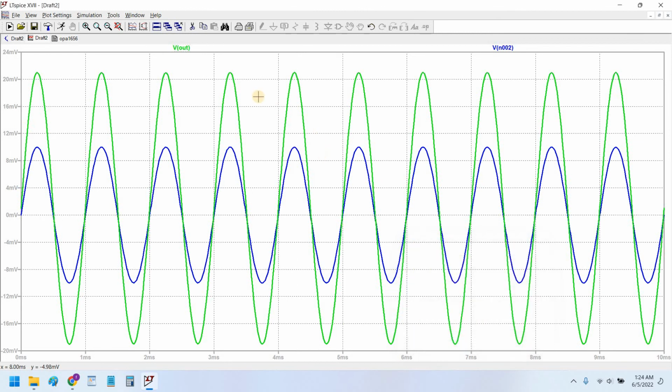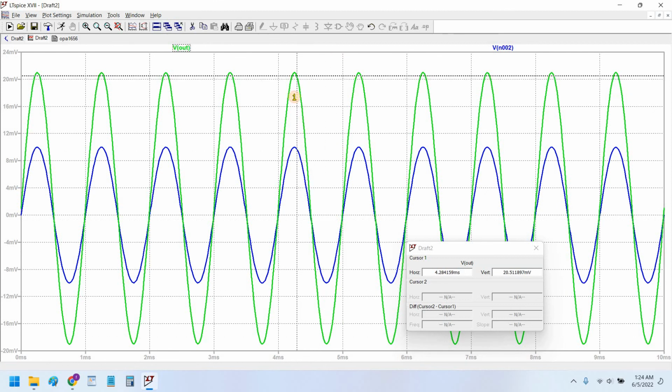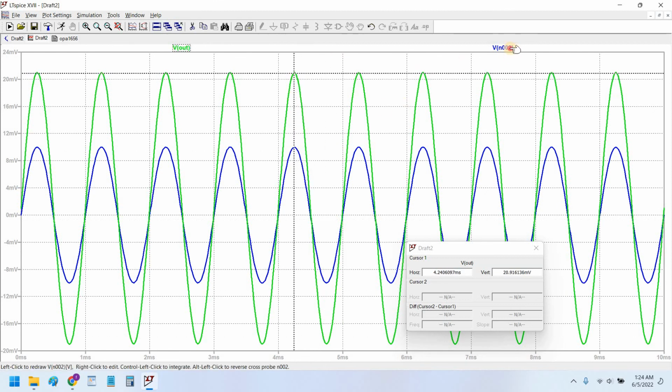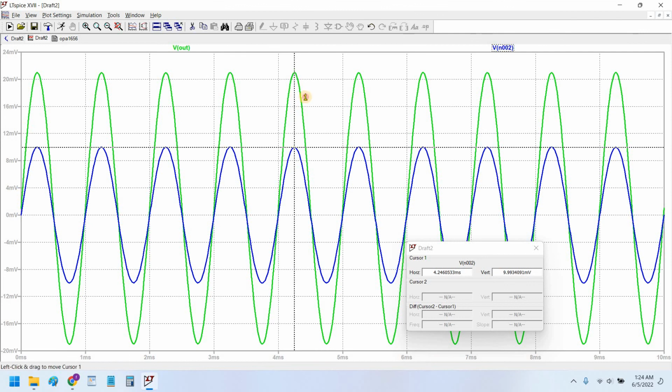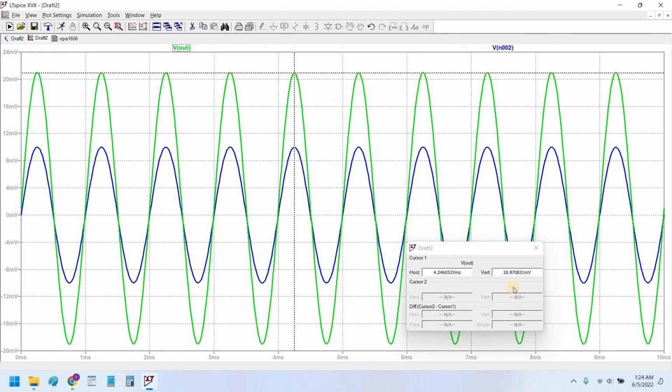Or you can see the difference between the peaks of input and output. This is also the way to check the amplification. This is 10 millivolt our input, and this is our output, 20 millivolt. So the gain is equal to 2.